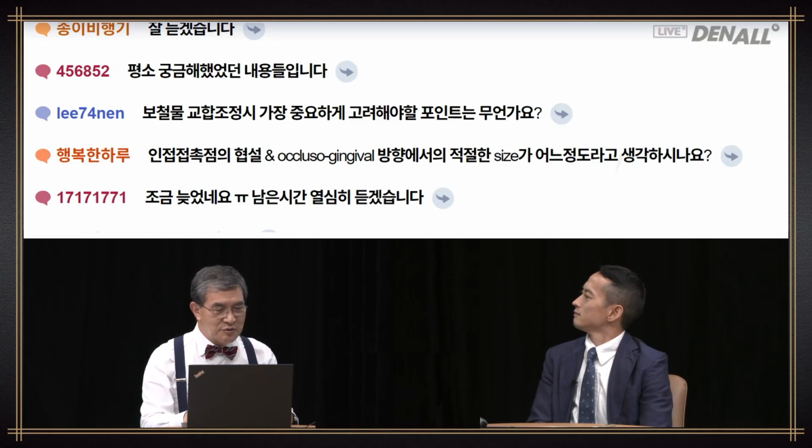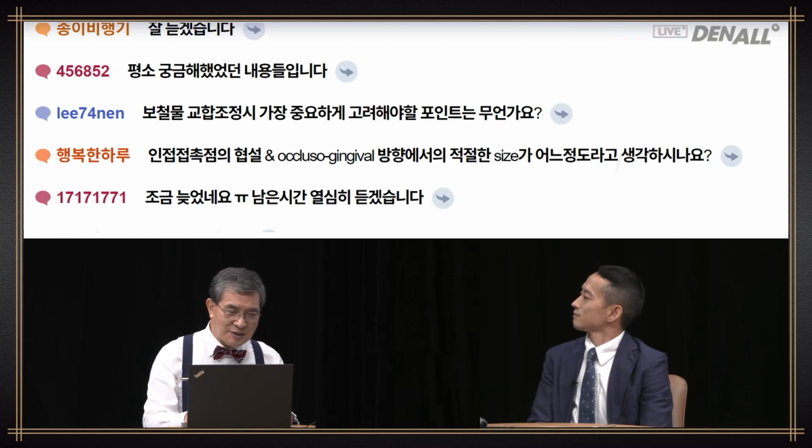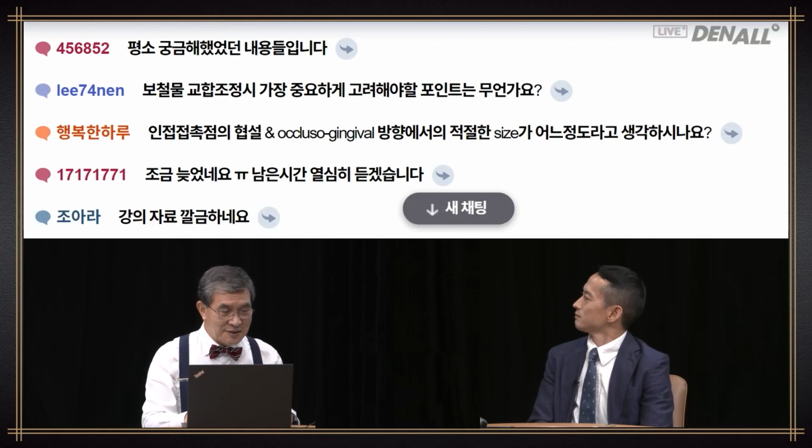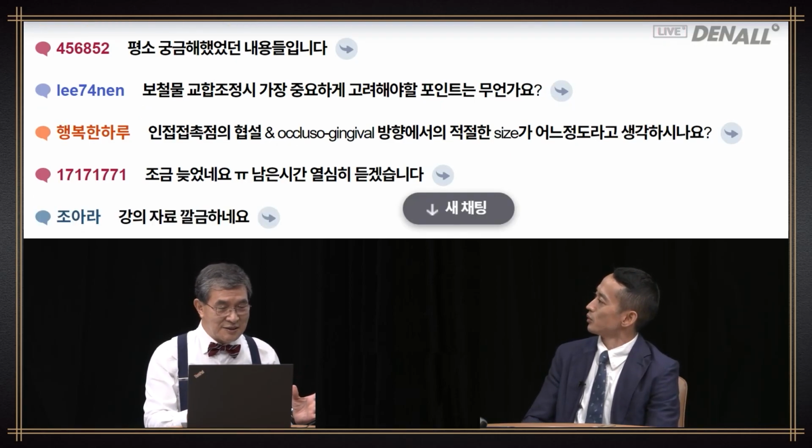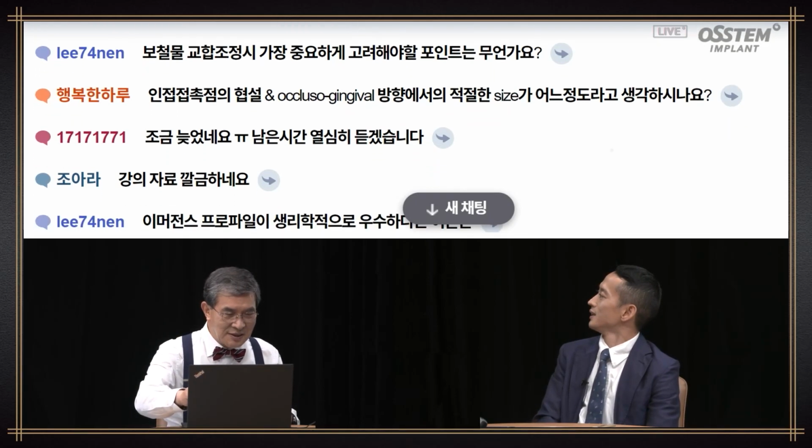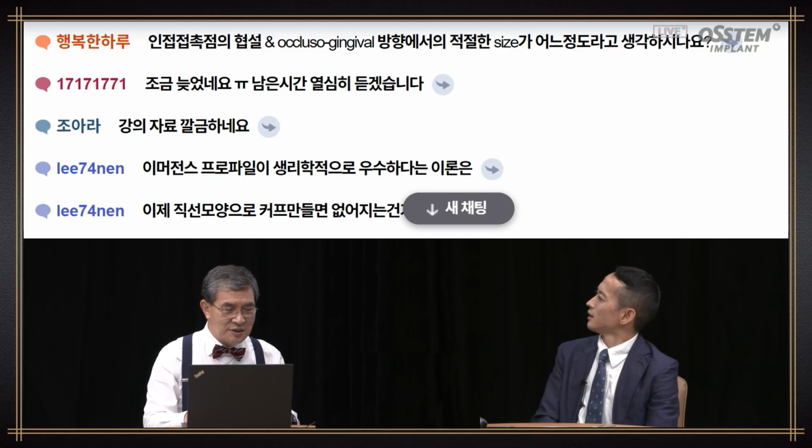LEE74NEN. What is the most important in doing occlusal adjustment on prosthesis? I think it's related to occlusal adjustment and is slightly out of context because the professor's lecture is on design. We'll take a look at that later.